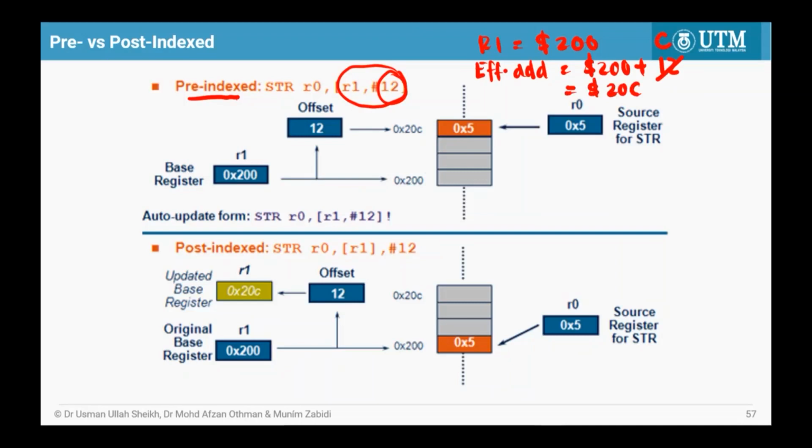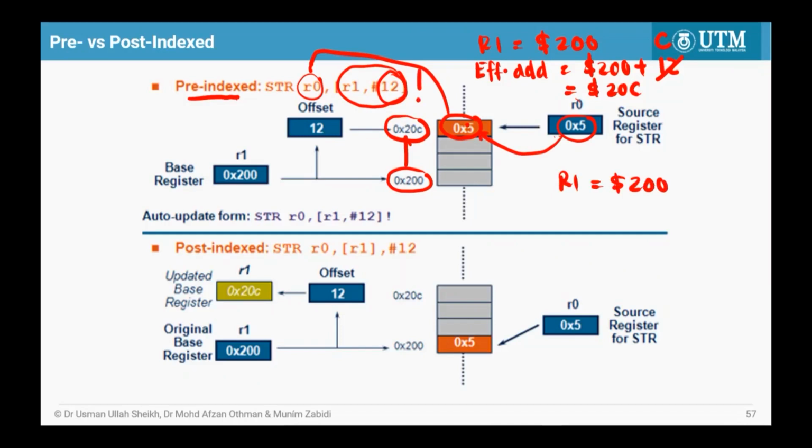So what happened here? You go to the base address plus the offset, so the address now is 200C. Store the value from R0 to this location. Your R0 is supposed to have this value 5. So you store this value 5 at address 200C. What about your R1? Does your R1 change? No, your R1 remains 200. Why? Because you don't have this symbol at the back of your instruction. And if you have this symbol after this instruction, your R1 will change to 200C. With this symbol, your R1 will have this value.